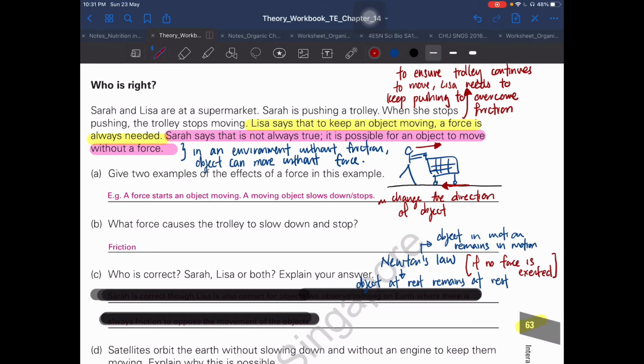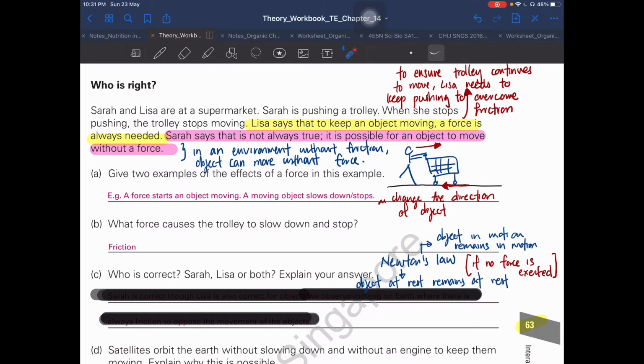Alright, so in Newton's first law, we learned that an object in motion will continue to remain in motion if there's no force that's being exerted on it. An object at rest will continue to remain at rest if there's no force that's being exerted. So if you take a look at Sarah's statement, it is actually possibly true because she mentioned that it's not always true about Lisa's statement. So it's possible for an object to continue to move if there's no opposing force that's acting on it.